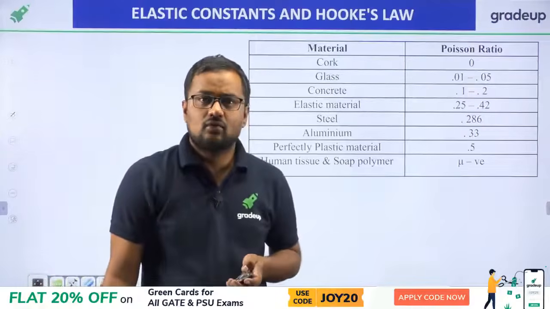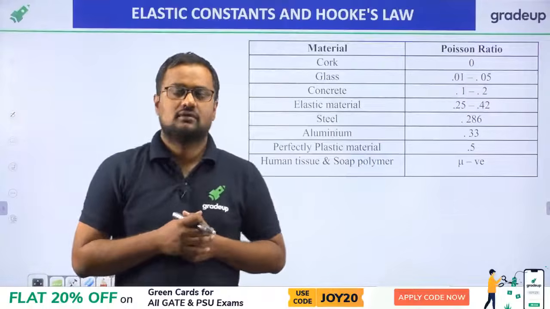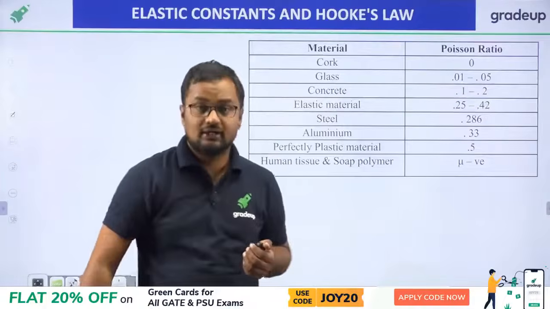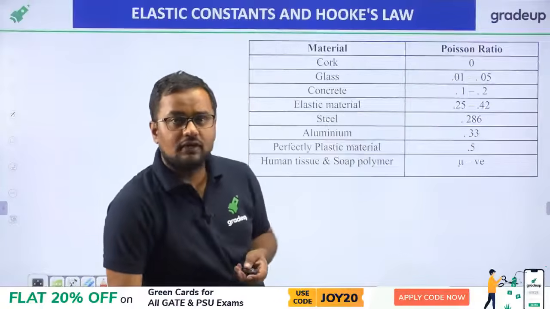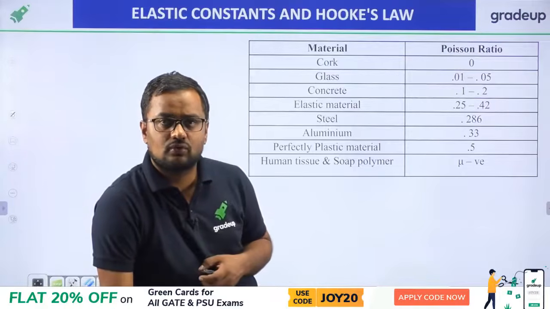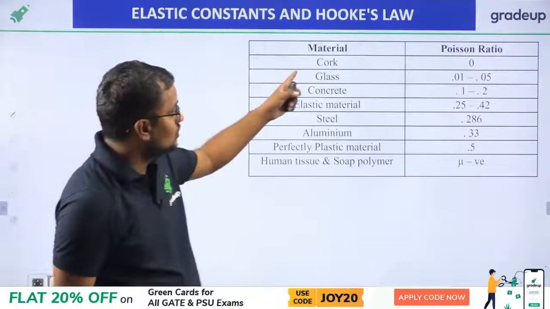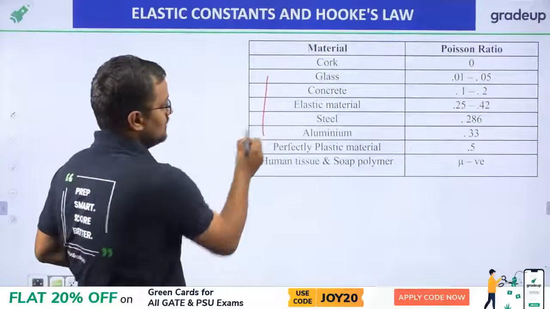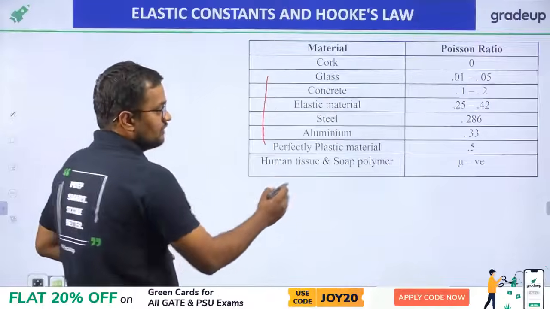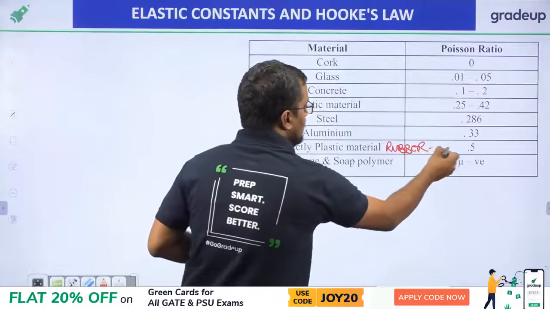Someone has asked a doubt about what happens if the load is acting inclined. Sejal, if the load is acting inclined, then we have to resolve the load into two axes. But for inclined load, Poisson ratio will not be asked in your syllabus. But if it is, then we have to resolve it in two directions. Poisson ratio for cork is 0 and for other things it will be in this range. Of course, you don't have to remember this data. For perfectly plastic material, that is for rubber also, it is 0.5.